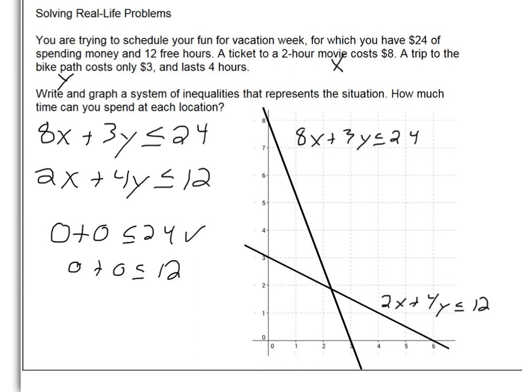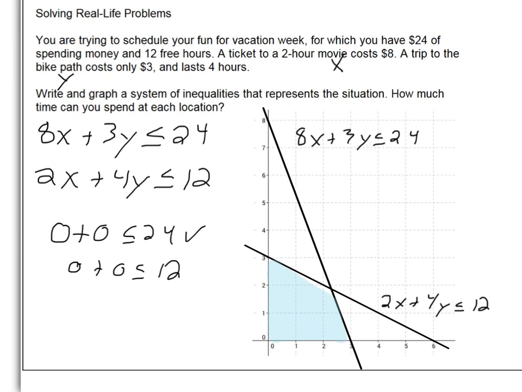Now that I know that the origin is one of our solutions, I know that this entire region in the bottom left-hand corner is going to be the collection of all of my solutions. And when I go to shade, I realize that I can actually limit my options a little bit more. First of all, I can't go to the bike path or to the movies a negative number of times, so I'm not going to leave the first quadrant.